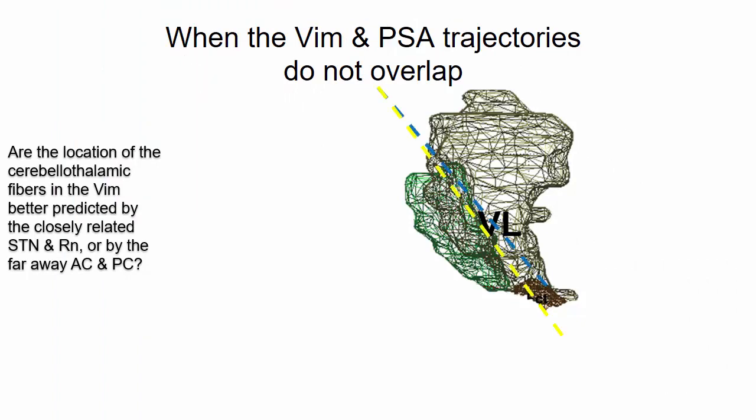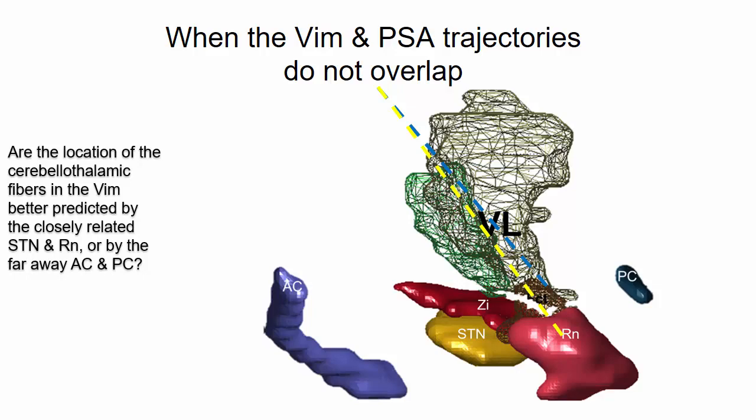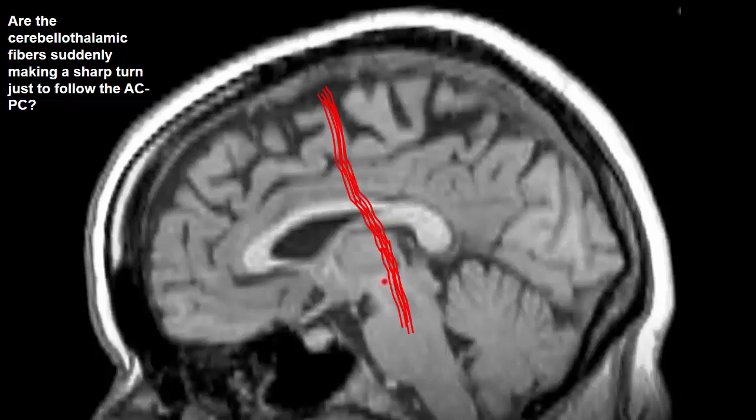In those cases, we need to ask ourselves if we believe that the location of the cerebellothalamic fibers in the VIM are better predicted by the closely related STN and red nucleus or by the faraway AC and PC. Further, if we believe that the cerebellothalamic fibers are suddenly making a sharp turn just to follow the ACPC. My guess is that this is not the case and that we are more likely to hit these fibers in the VIM by targeting the PSA.